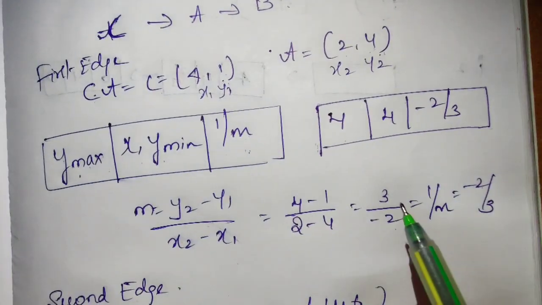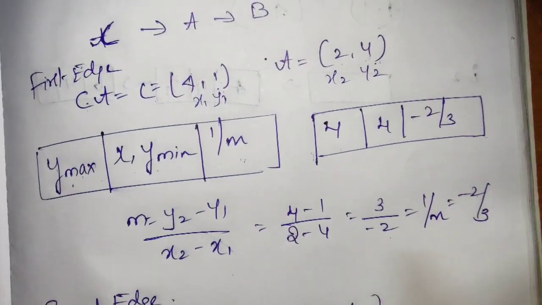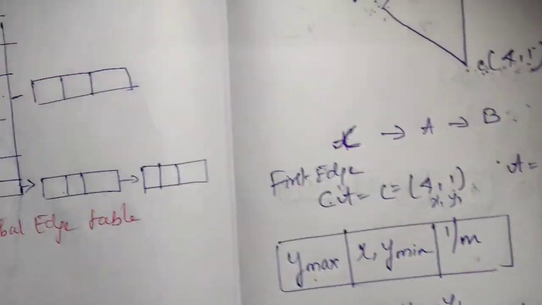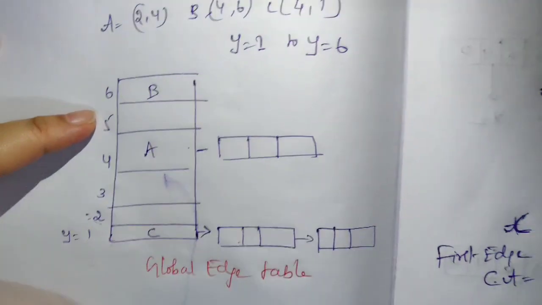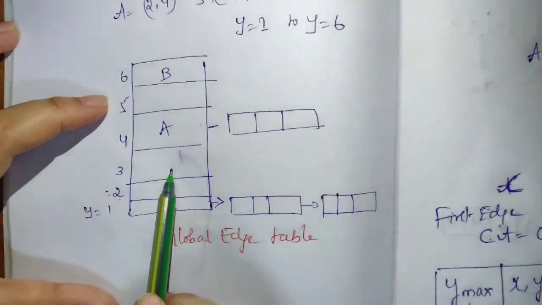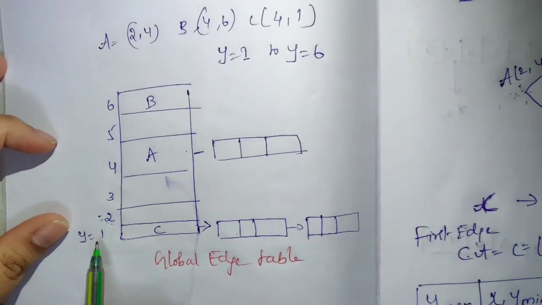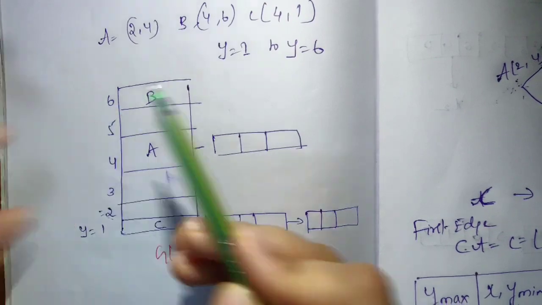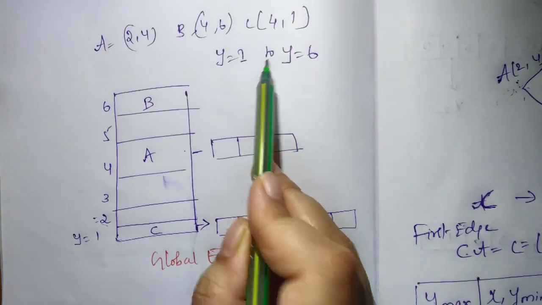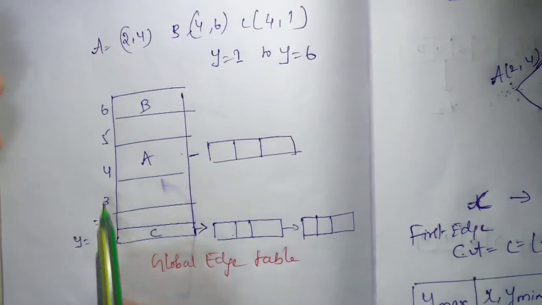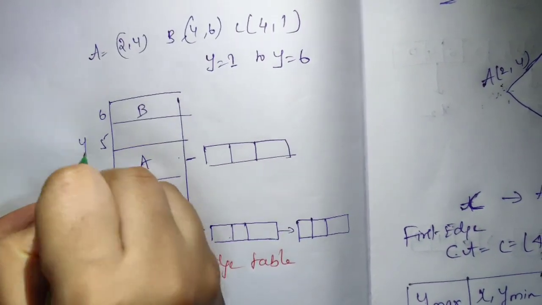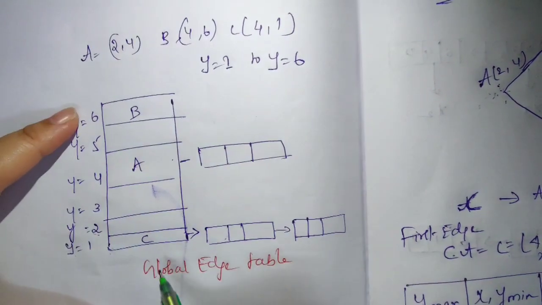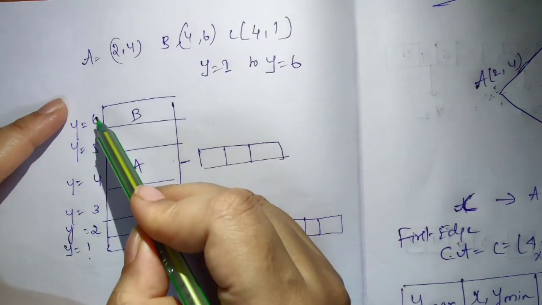So what is meant by this global edge table? So this is your global edge table. Here y is equal to 1 to 6. In the question they have mentioned that y is equal to 1 to 6, so that's why I am taking y equal to 1 to 6.